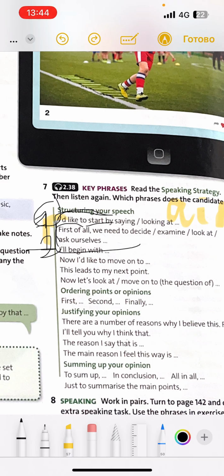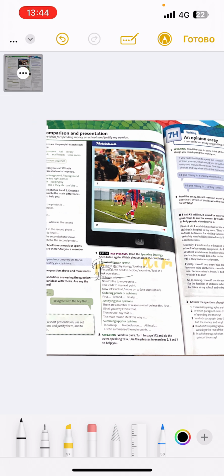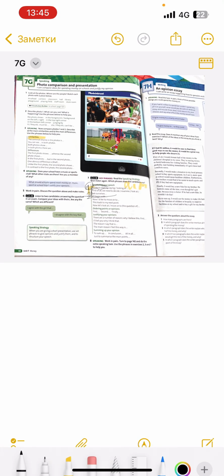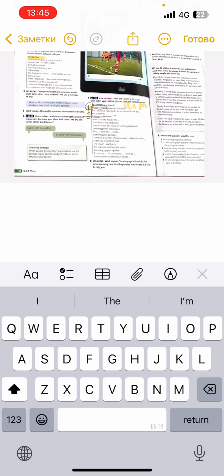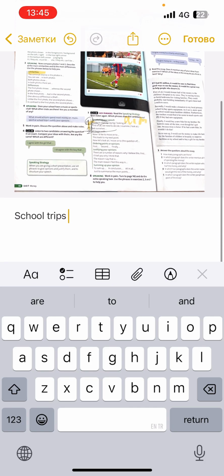All right, I'm going to give you two points to talk about, and you're going to do a two-minute discussion on your phone. This is this point. What should schools spend most money on? Let's say I'm going to say that my opinion is school trips. I'm going to make you a plan and you should follow it and speak for about two minutes. First one, my opinion is school trips.